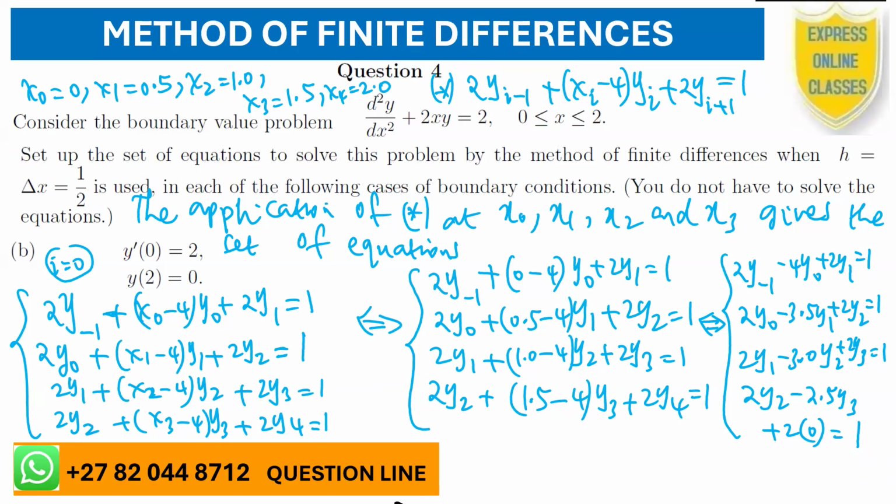Right, so this is what we've got. And we need to, therefore, simplify this particular equation. And these equations will simplify to the following. If you take these equations exactly into account and simplify them, the bottom one is going to be 2y2 minus 2.5 y3 equals 1.